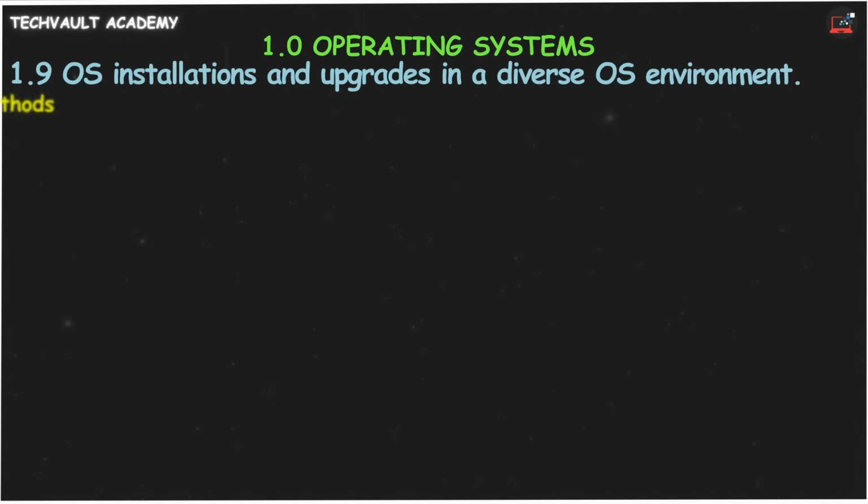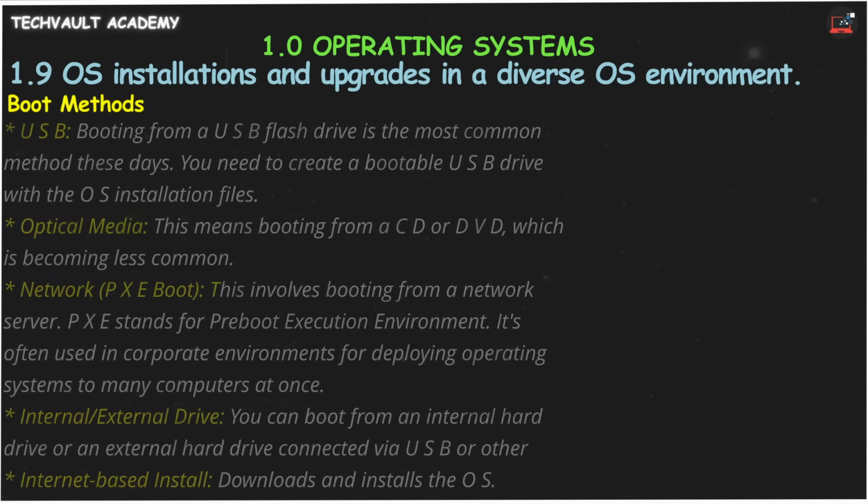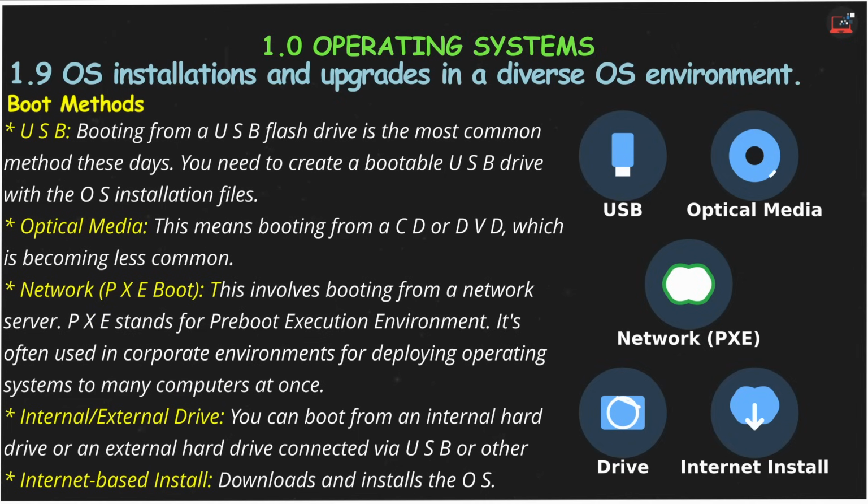First, let's talk about boot methods, how you start the installation process. USB, booting from a USB flash drive, is the most common method these days. You need to create a bootable USB drive with the OS installation files. Optical media. This means booting from a CD or DVD, which is becoming less common. Network, PXE boot. This involves booting from a network server. PXE stands for Pre-Boot Execution Environment.